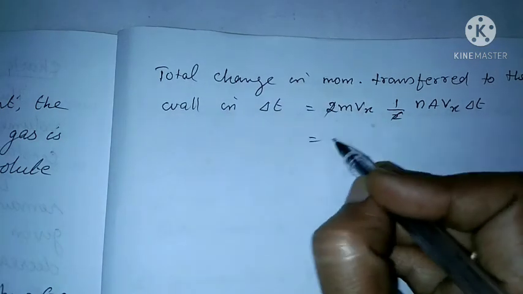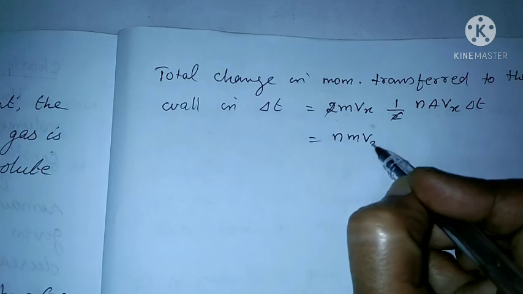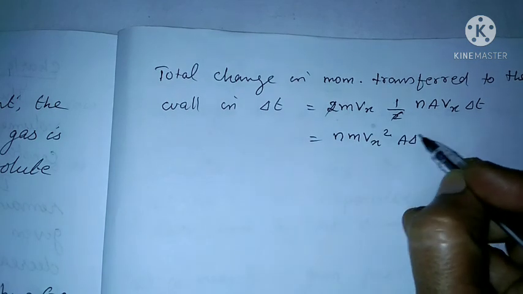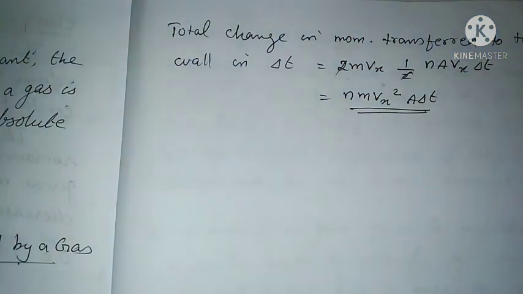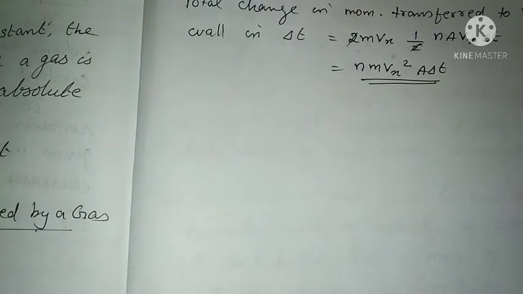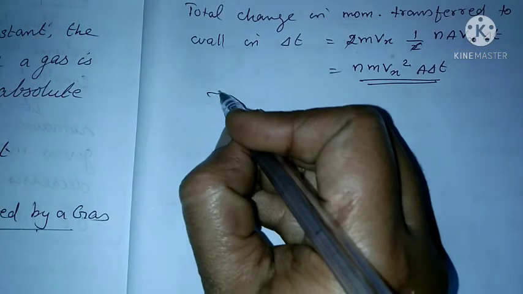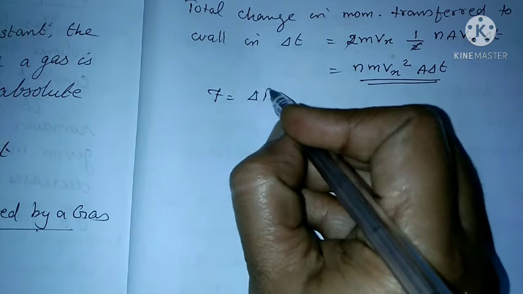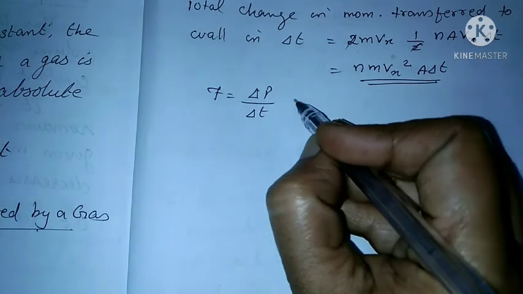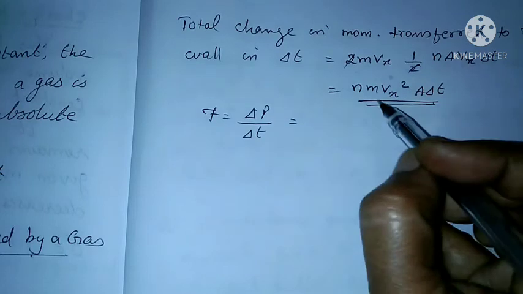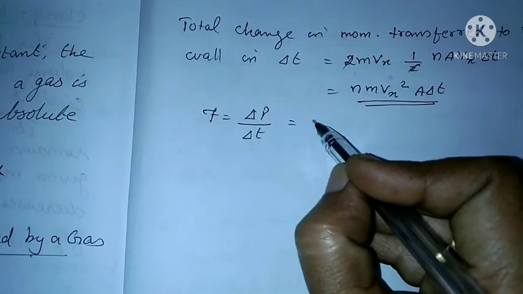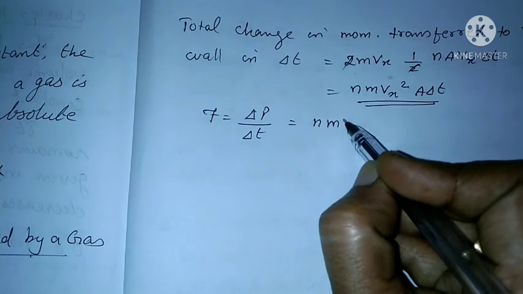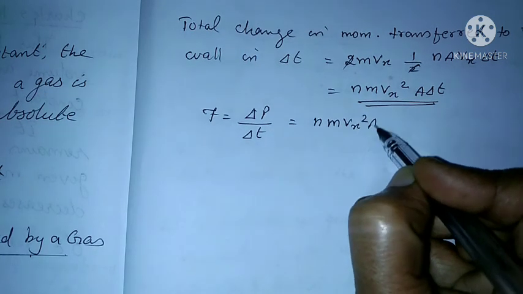So, we get N m Vx square A delta T. This is the total change in momentum imparted to the wall in time delta T. Then from Newton's law, we can write force equal to rate of change of momentum. So, here the momentum is N m Vx square A delta T divided by delta T. So, we get force equal to N m Vx square A.